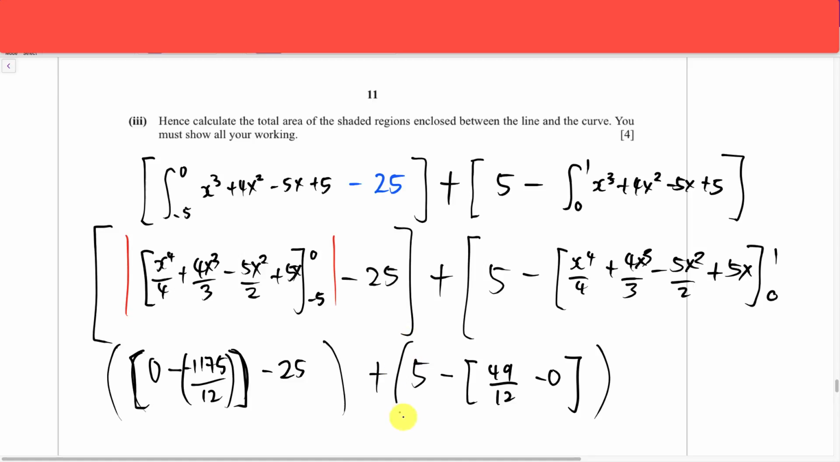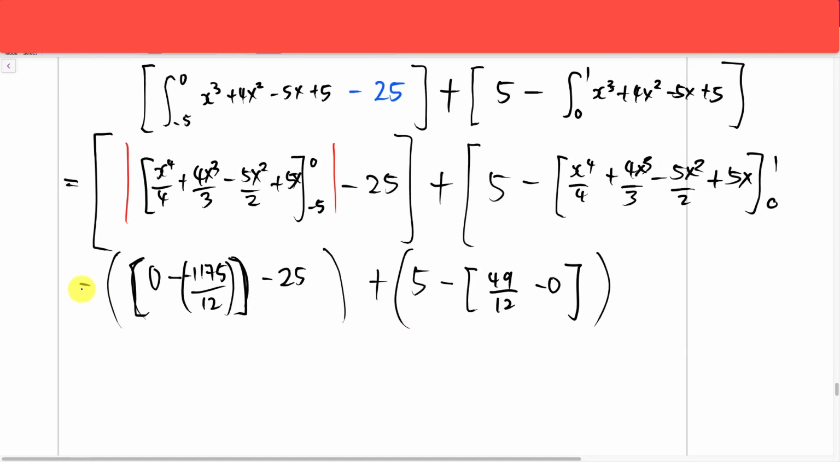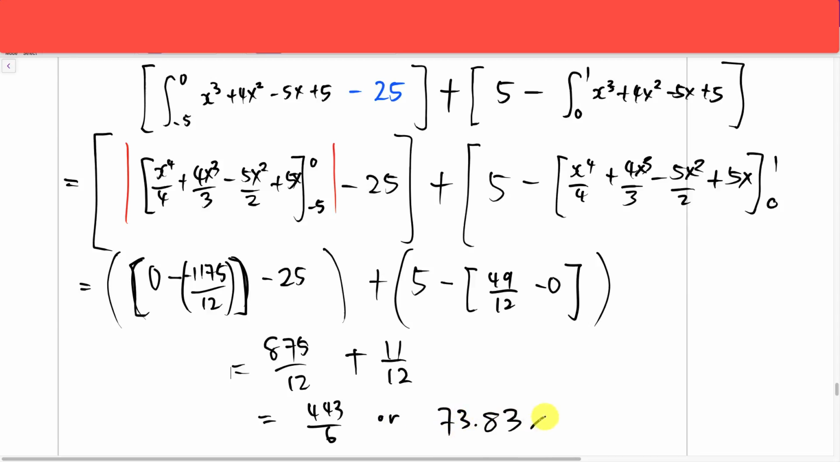Alright, so yeah, then I will solve this one. Of course, have the equal sign over here. So this one is 1175 over 12 minus 25. So I will get 875 over 12 plus this one is 5 minus 49 over 12. So it's 11 over 12. So I will plus them, plus 875 over 12. So I basically get 443 over 6, or in decimal, I actually get 73.83. I hope my answer is correct.